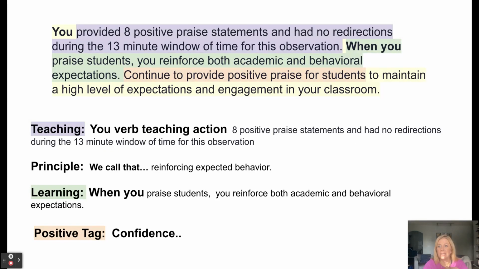So here's what this would look like in the classroom. You use a verb teaching action, so provided 8 positive praise statements and had no redirections during the 13-minute window of observation. This one, I didn't name the principle because the principle was in the teaching statement. They were using reinforcing expected behaviors. So I could have added, this is called reinforcing expected behaviors. And then how does that connect to learning? When you praise students, you reinforce both academic and behavioral expectations. Continue to provide positive praise for students.